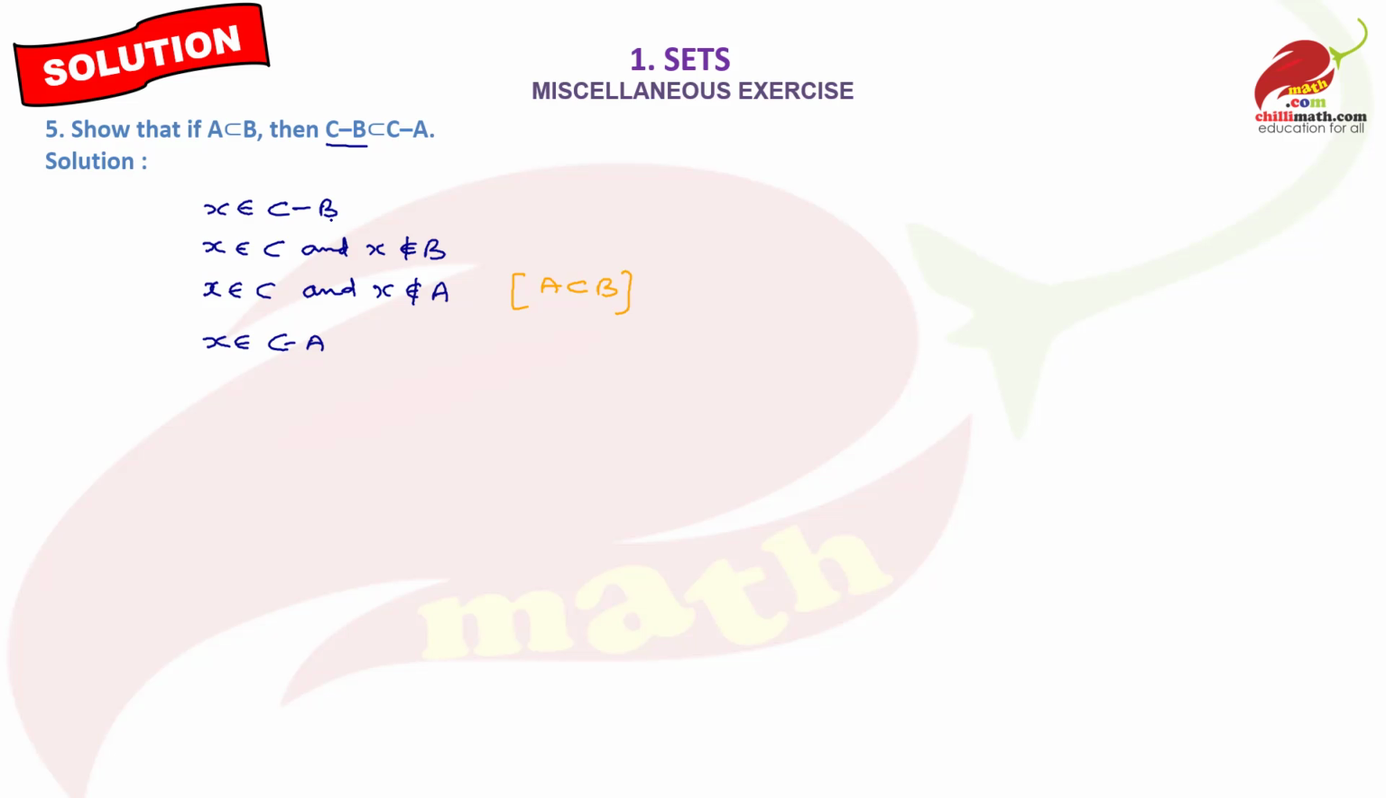So here, in the first step we have x belongs to C minus B, and also x belongs to C minus A. So from these two we can write C minus B is a subset of C minus A.